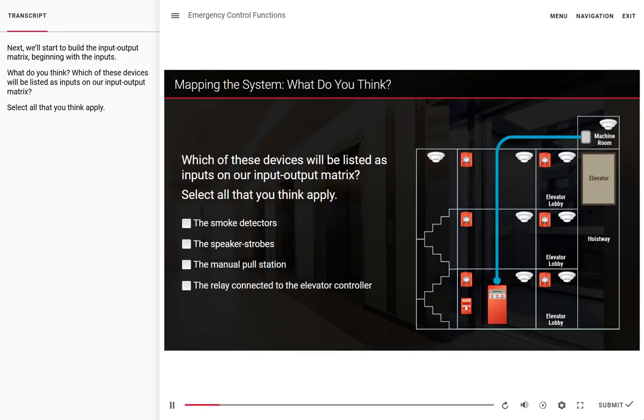Next, we'll start to build the input-output matrix, beginning with the inputs. What do you think? Which of these devices will be listed as inputs on our input-output matrix? Select all that you think apply.